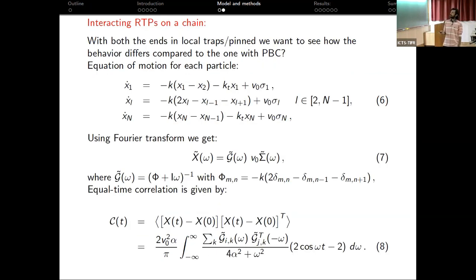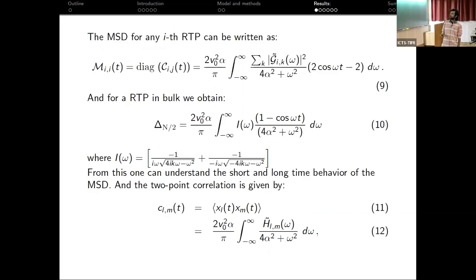So for the interacting chains, we consider the model where these are the overdamped equations of motion, and the first and last particles have a local trap with strength given by Kt. For the simple situation, we consider Kt equal to K, the same as the spring constant, and then we can solve exactly for the MSD. We use the Fourier transform method, and then we look at the correlation matrix, and the diagonal of the correlation matrix will give you the mean square displacement for any tagged particle.